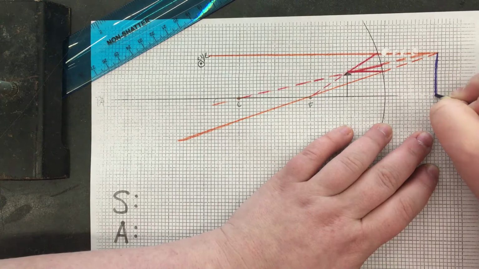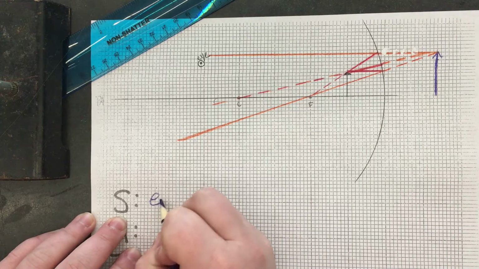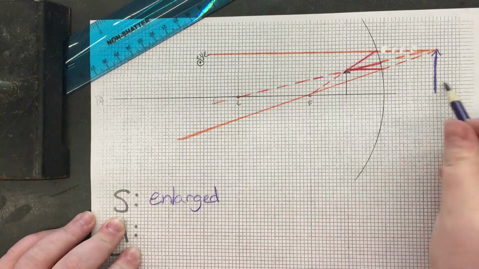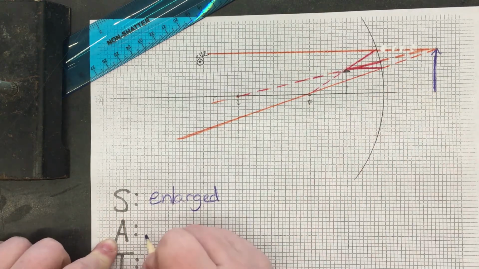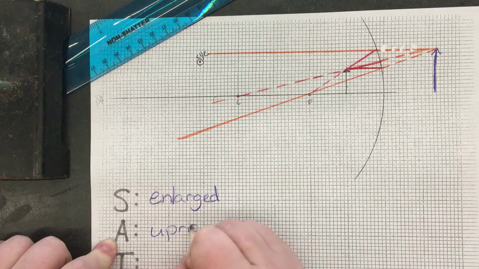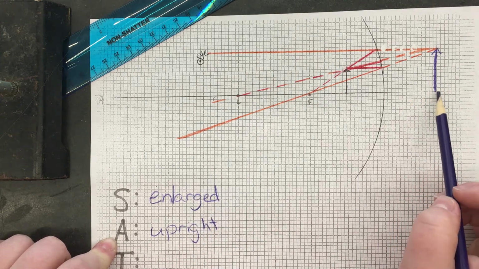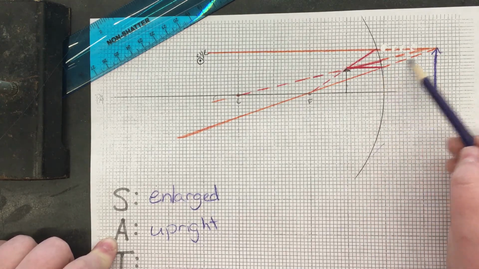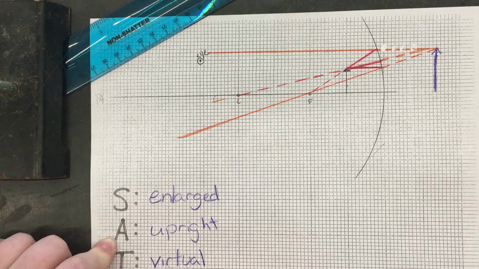So I'm going to draw in the image. Now for the size, this one is enlarged or magnified. It's bigger than my object was. Its attitude, it's still upright. And the type, well, my light rays don't actually go through that point. They just all appear like they're coming from that point. So the type is going to be a virtual image.